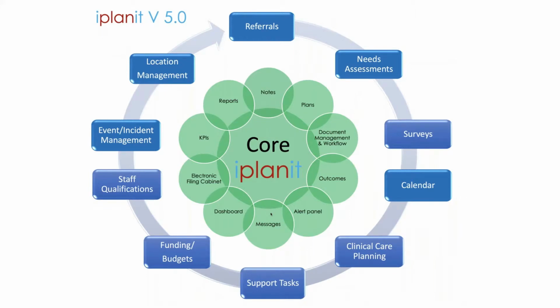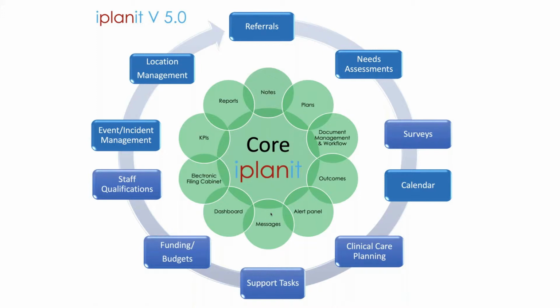This is just a quick overview or a bird's eye view of what the iPlanet system looks like in very simple terms. The circle in the middle is notes, plans, document management, workflow, and so on. That is the core iPlanet. So that's when you roll iPlanet out in your organization, this is what is included in every iPlanet package. And all of that is very, very configurable to how you work. So for example, plans in that circle towards the top right, they're configurable to how your organization operates and uses plans for support.